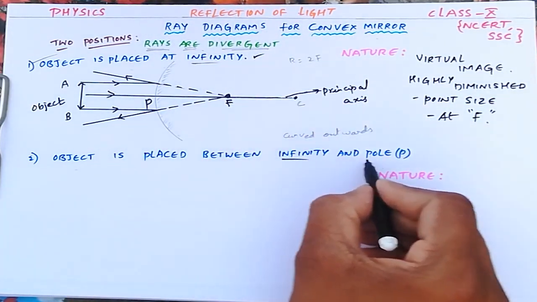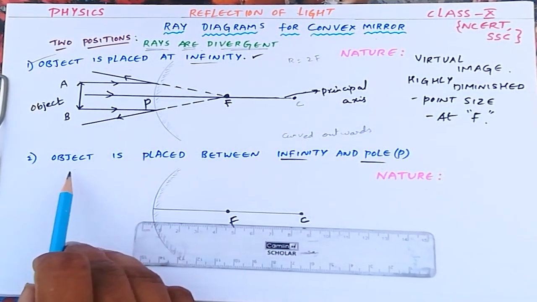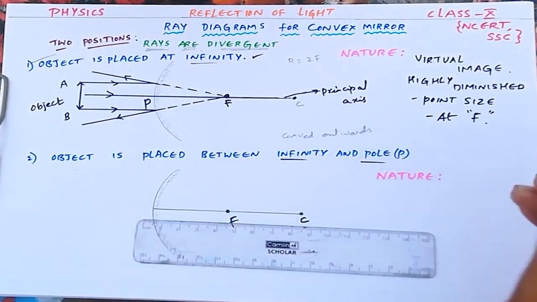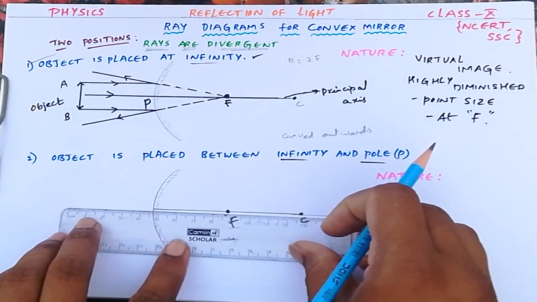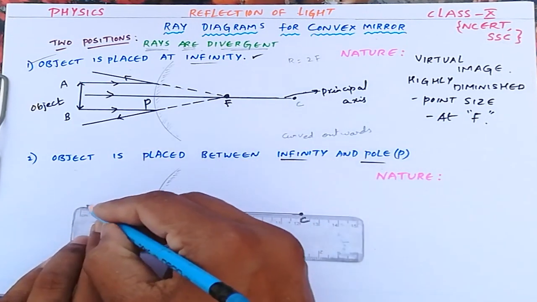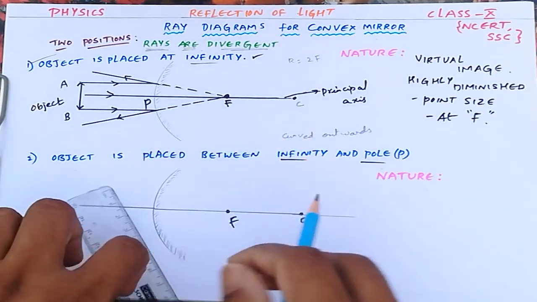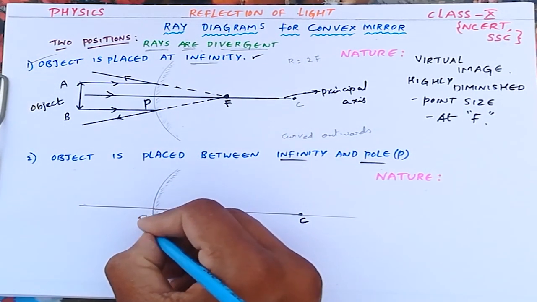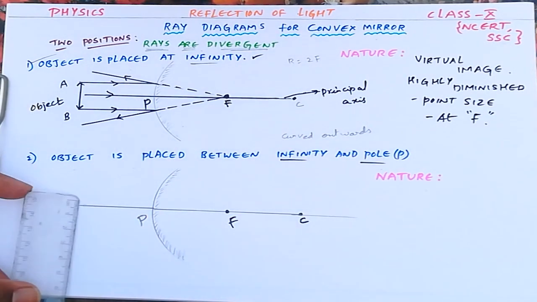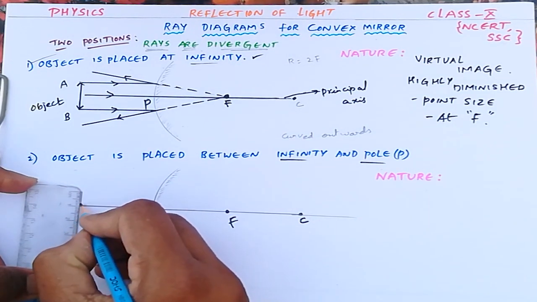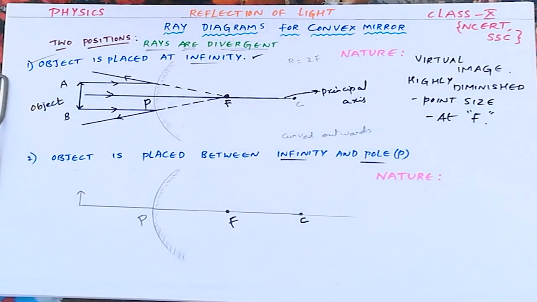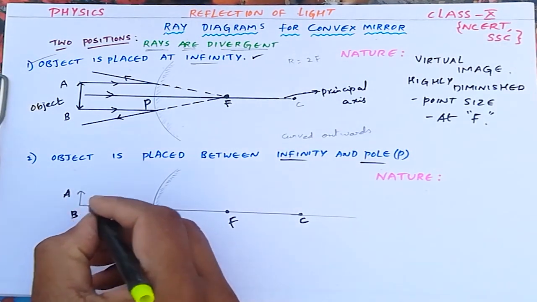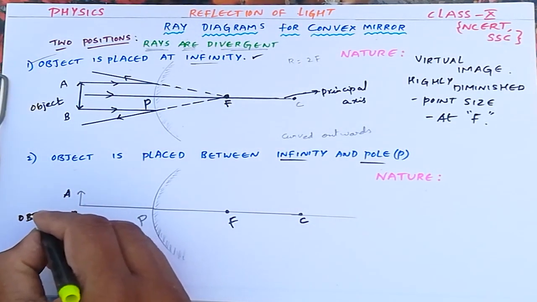Now coming to the object placed between infinity and pole. The same way I drew it, the same measurements, 8 centimeters. I'll extend this principal axis line to the left hand side. This is the pole. With 1 centimeter size, I'm placing the object AB. I'll darken this one. Object size I have taken is 1 centimeter, that is AB, the object.